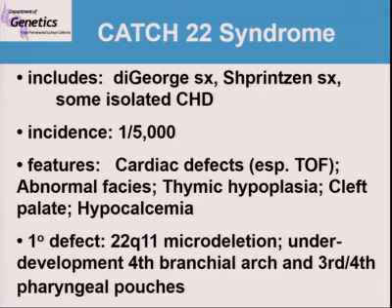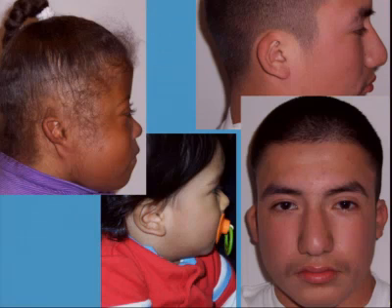So these are the features. This is where the acronym comes in handy. So we see cardiac defects, abnormal facial features, thymic hypoplasia, cleft palate in velocardiofacial but not in DiGeorge, and hypocalcemia in DiGeorge. So the defect here is on chromosome 22q. It's a well-established condition, and you can pick it up by FISH, and you can also pick it up by microarray.